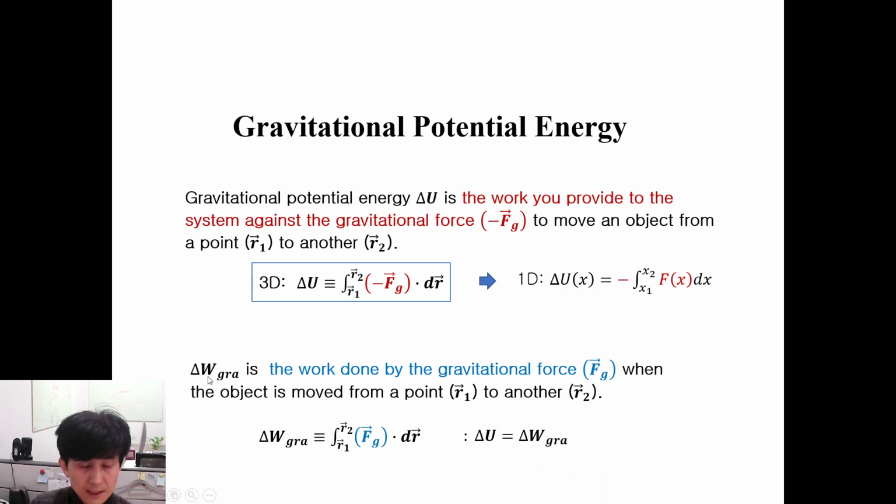And in the textbook, delta W gravitational is defined as the work done by the gravitational force, not by you, when an object is moved from position R1 to another point R2. So work done by the gravitational force is the negative of the gravitational potential energy. Oops, I should rewrite this one, so I should put a negative sign here. I'll change it before I post this on the learner's homepage.